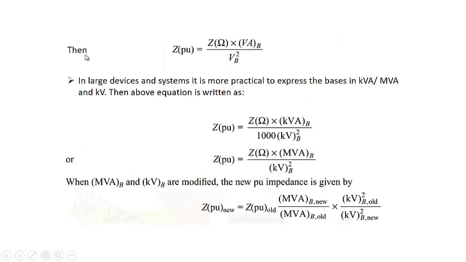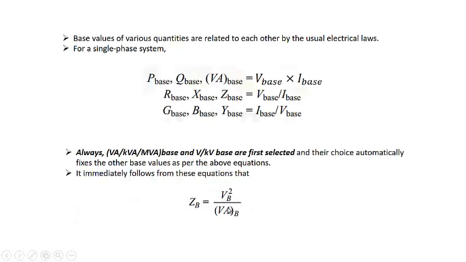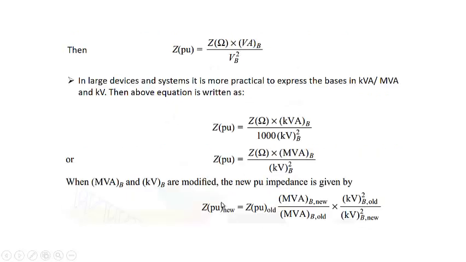Now Z per unit will be equal to the actual value of the impedance divided by the Z base. What is Z base equal to? V base square divided by VA base. So that is this value. In large devices and systems, it is more practical to express the bases in kVA or MVA, as I have told you earlier, and voltage base in kV.